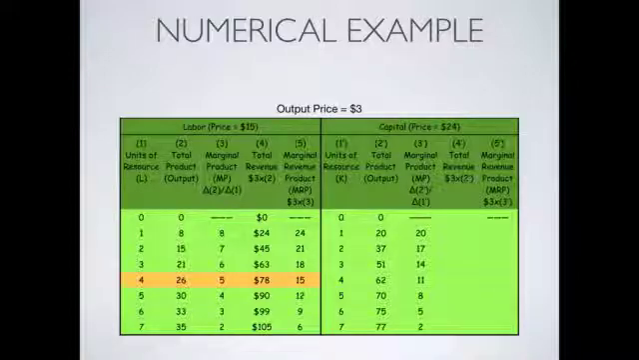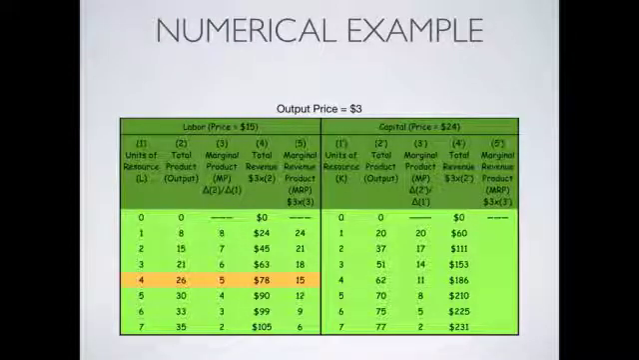We follow the same process here for total revenue. We take the price multiplied by the total product. So 0 times 3 is equal to 0. 20 multiplied by 3 is equal to 60. 37 multiplied by 3 is 111. 51 multiplied by 3 is 153, and so on.